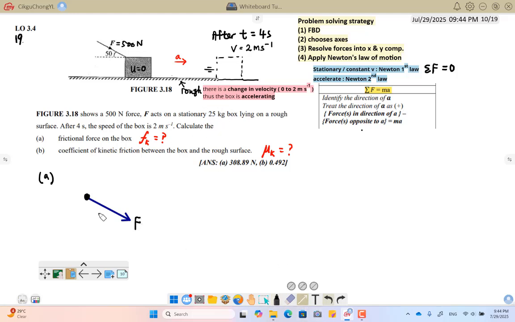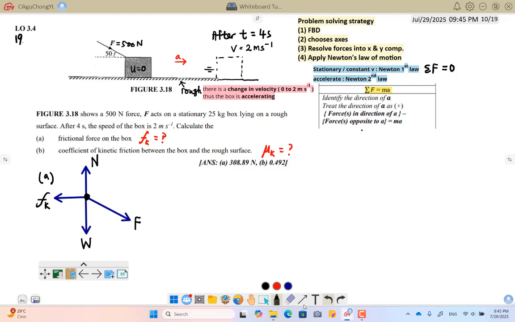Beside that, the box has mass, so for sure it has weight downwards. And then the box is in contact with the surface, so we are going to have normal force acting upwards. And then because the surface is rough and due to the applied force 500 newtons, this box is accelerating rightwards, so we are going to have kinetic friction acting leftwards. So Fk. This will be the 4 forces acting on our 25 kg box.